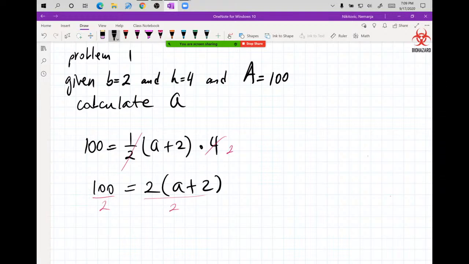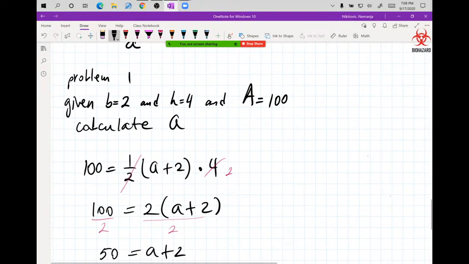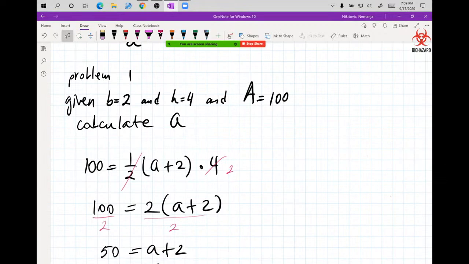So then you get 50 is equal to A plus 2, and A is equal to 48 when you subtract 2 on both sides. So if all of the numbers are given to you, it's faster if you immediately plug them in and compute, rather than flip the formula around to get A equals everything else and then plug numbers and compute. In some sense, you are doubling your work.